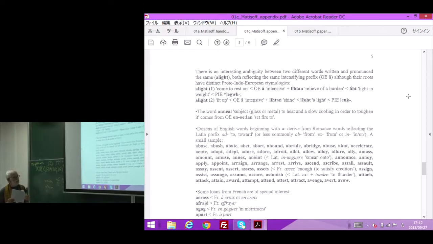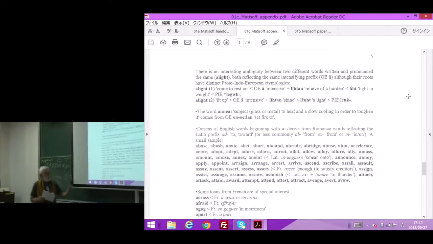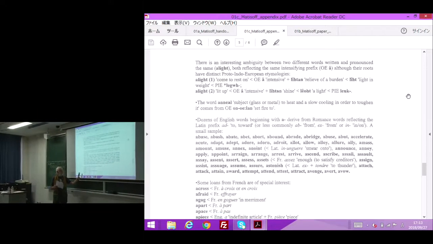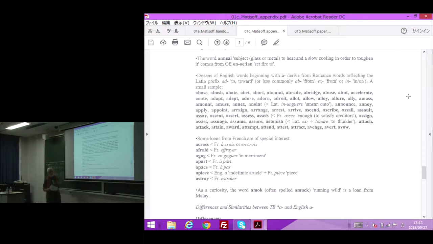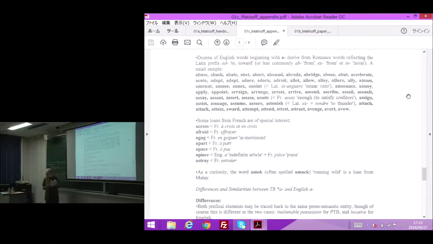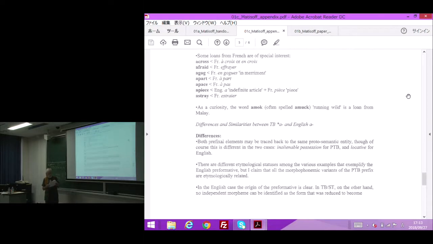If you look through the dictionary, you find many, many, many. Some of them look very much like they should be native English. Across, for example, it's one of these spatial things, but it's actually from French, à quoi or en quoi. Afraid is from French, effrayé. Agog, in merriment. Apart, apace, apiece, astray. We even have a word from Malay, amok, to run amok, but that's a different story.